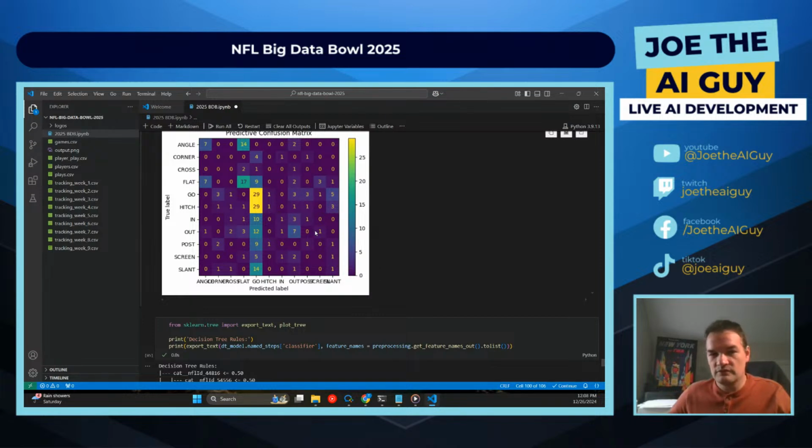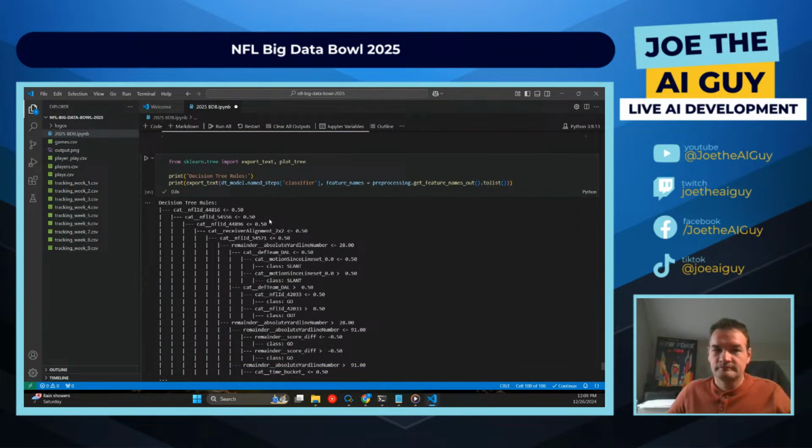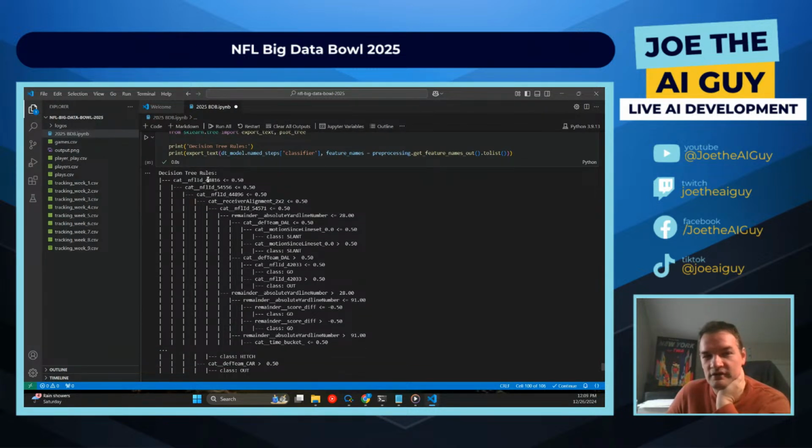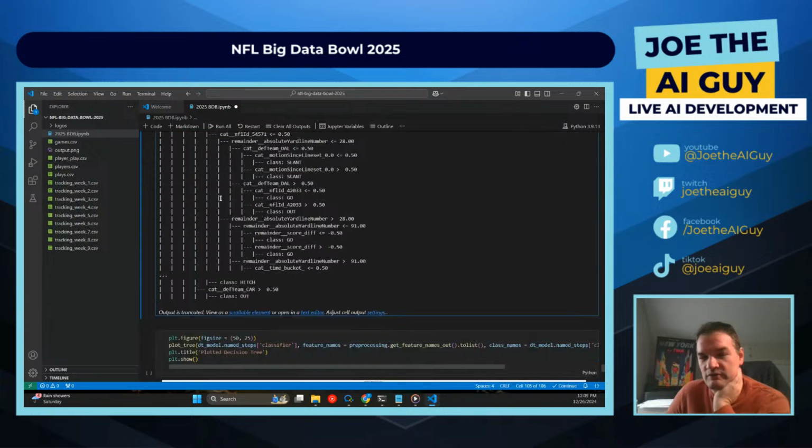Same thing for some of these other routes. It was heavily favoring predicting a go route, at about 50 to 60% of its predictions. And then we pulled out what rules the model had come up with. And you can see here when there are certain players, it heavily keys in on those in terms of making a breakdown of the routes.